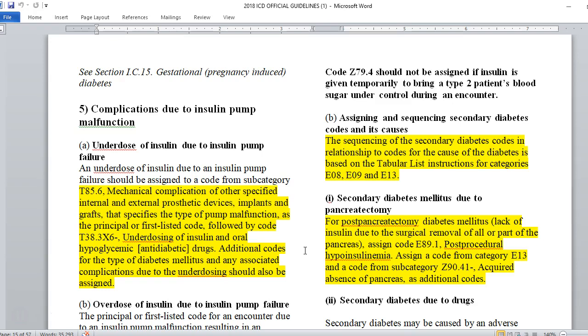T38.3x6, underdosing of insulin and oral hypoglycemic drugs. Then additional codes for the type of diabetes mellitus should also be associated with any complications due to the underdosing, okay? So again, in this case, if it's an underdose, you put the mechanical complication first, then the underdosing code, then the diabetes and anything that happened, whether it was nausea, vomiting, whatever it might be.